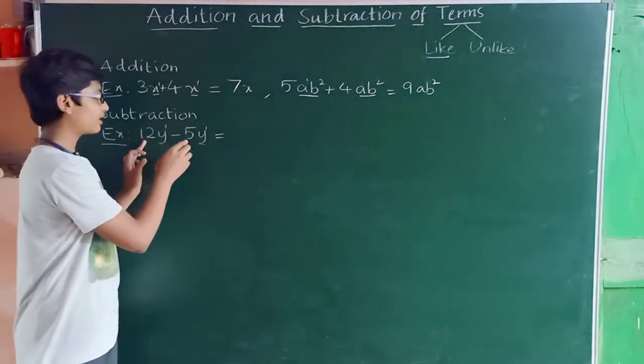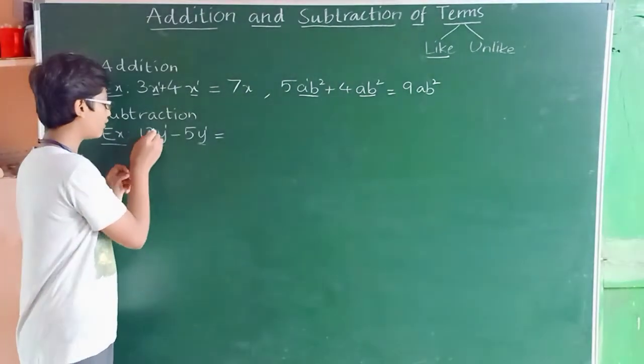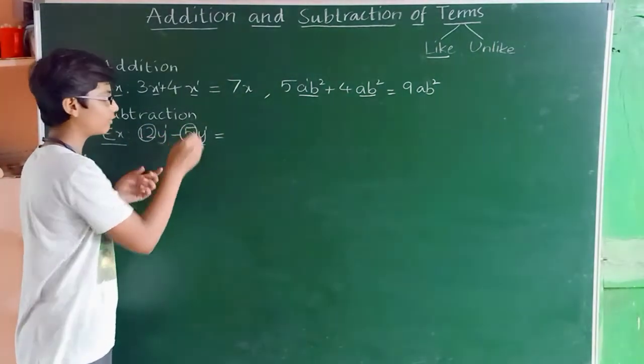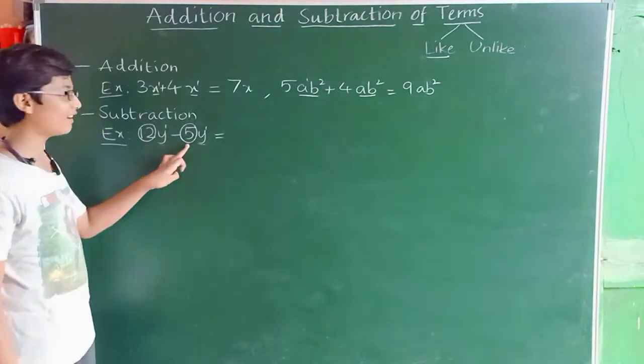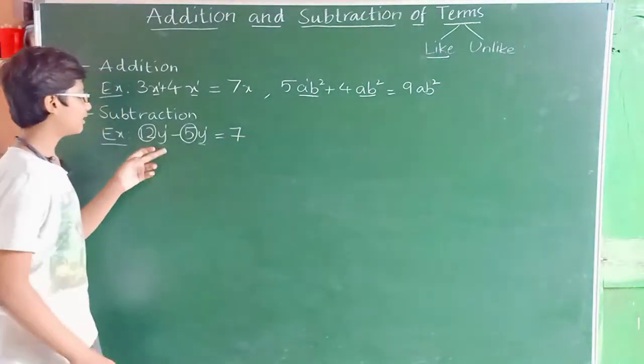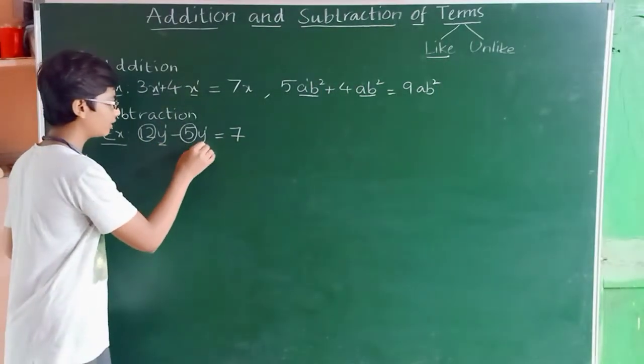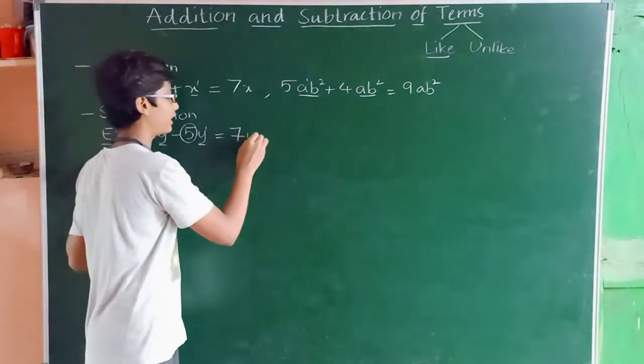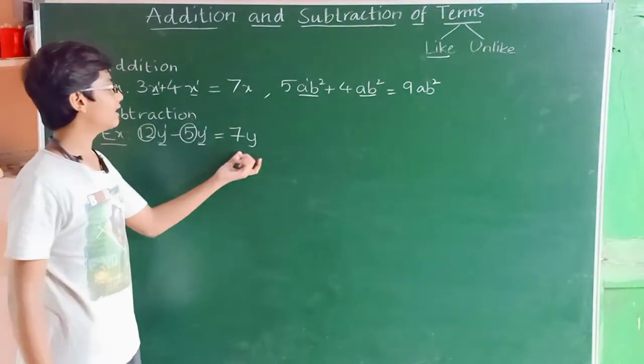Now first of all, subtract the numerical coefficients. Numerical coefficients of both the terms, that is 12 and 5. 12 minus 5 is 7 and the common part in both terms is y to the power of 1, so y to the power of 1. So the answer will be 7y.